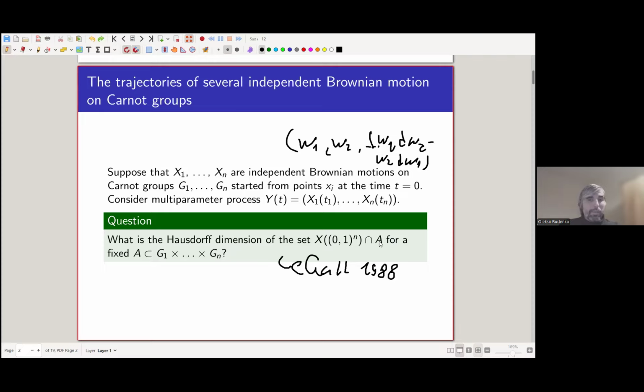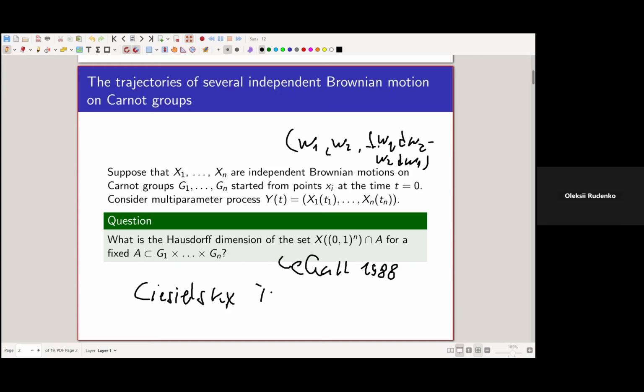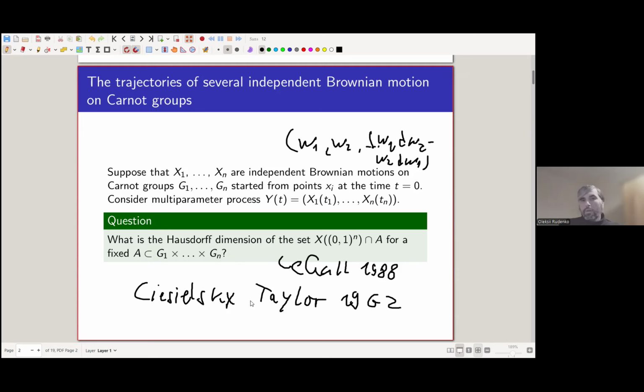Of course, without intersections, there are a lot of works. For example, it started with Ciesielski and Taylor, I believe in 1962, when they proved that Brownian motion in dimension d has exact Hausdorff measure with the function r squared double logarithm of 1 over r. So this is known for the Brownian trajectory.